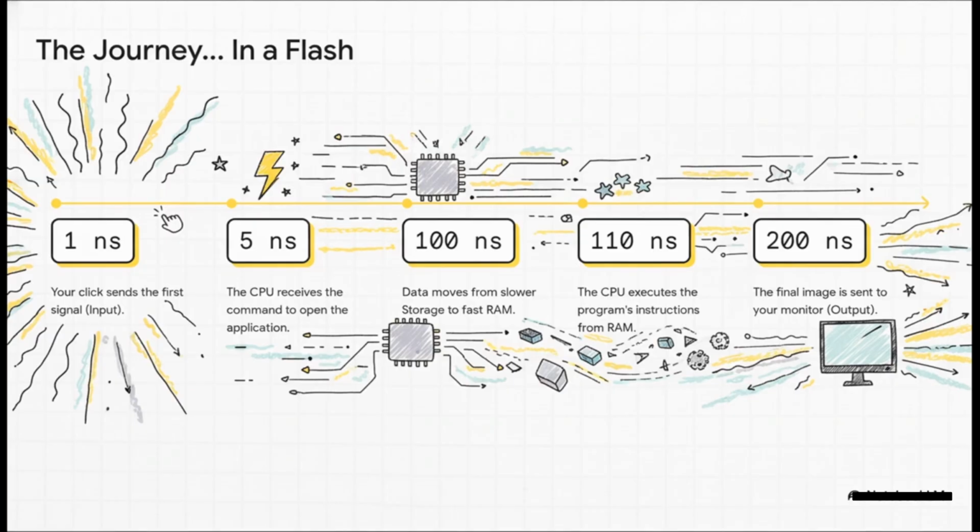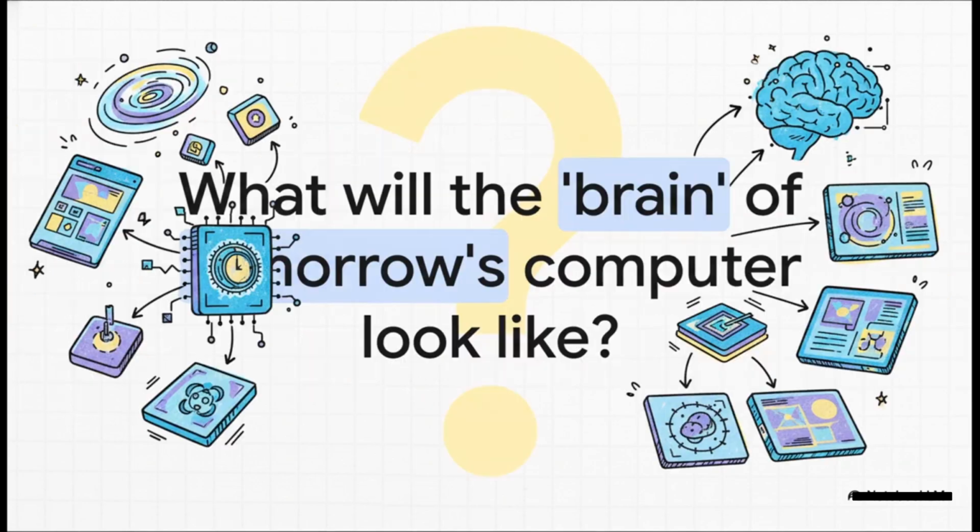Now, we've just spent a few minutes walking through this process, but here's the part that'll just blow your mind. How long does this actually take? The whole trip from your click to that window popping up on screen, it happens in just a few hundred nanoseconds. We're talking billions of a second. It is an unbelievable symphony of components, all working together at a speed that's almost impossible to wrap your head around. So, the next time you click on an icon, maybe you'll have a new appreciation for that incredible high-speed journey you just kicked off.